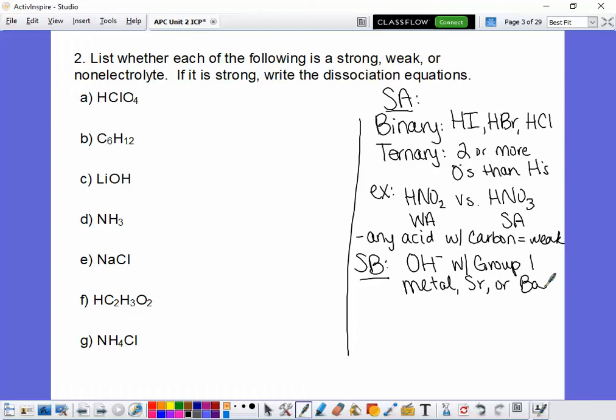So like sodium hydroxide, that's a strong base. Lithium hydroxide, strong base. Barium and strontium hydroxide, strong bases. But like calcium hydroxide is a weak base. Aluminum hydroxide is a weak base. Okay? And then one that you need to know for right now is if you ever see NH3, what is the name of that? Ammonia. That is a weak base. So just know, if you ever see that, it's a weak base.